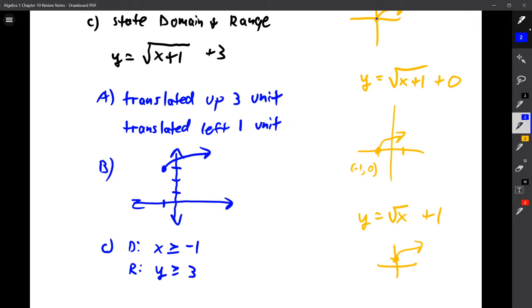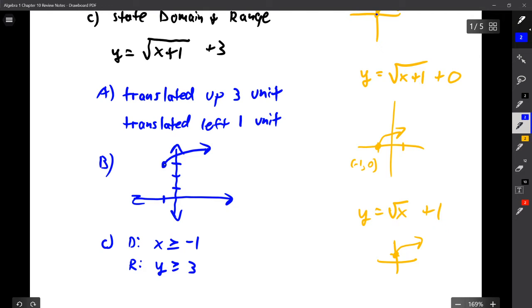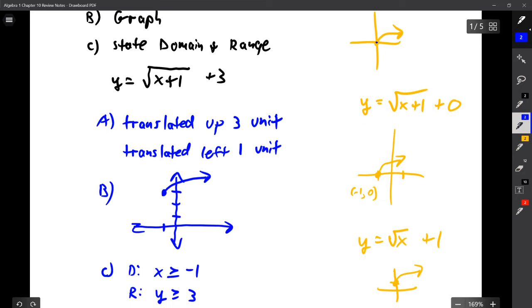So for the x values, my graph starts at -1, it goes bigger. Thus x is greater than or equal to -1. For my range, my y value starts at 3 and I go up. I'm going bigger in y value, so y is greater than or equal to 3. And that is that problem. Okay?